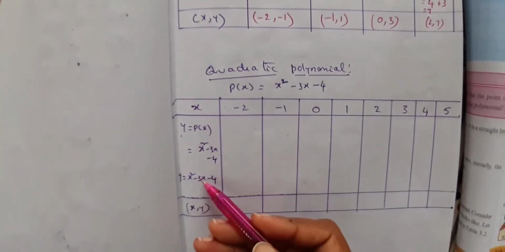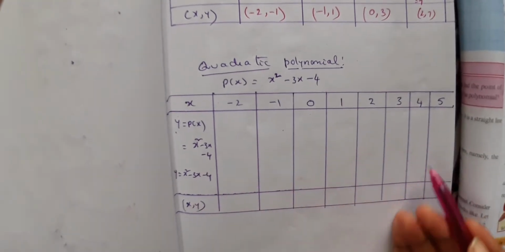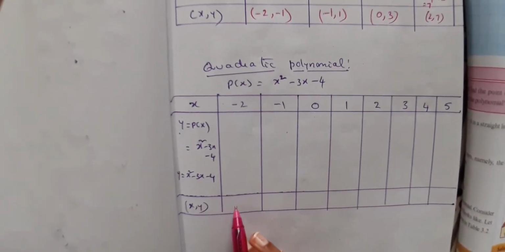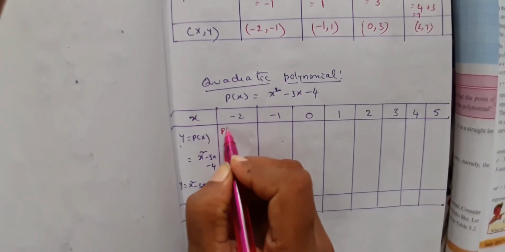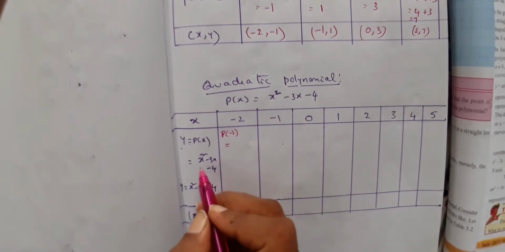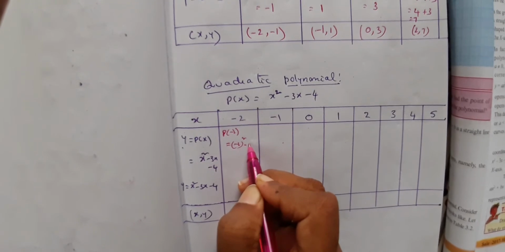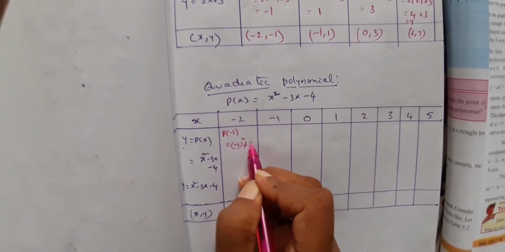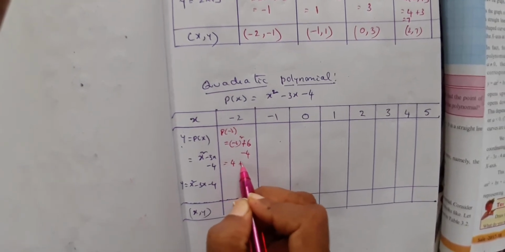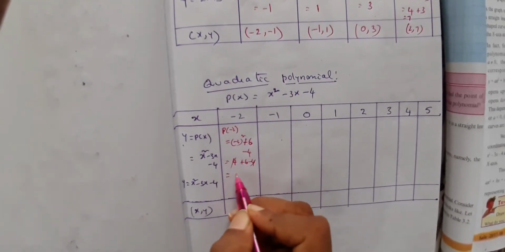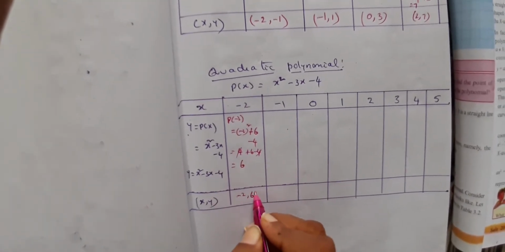And then in the second row, you have to take y is equal to p of x. P of x values you are going to determine here. And then finally the x comma y values. Now let us see -2. So p of -2 is equal to -2 whole square minus 3 into -2 plus 6 minus 4. -2 whole square is plus 4, plus 6 minus 4. 4 will get cancelled. So you got 6. What is the x value? -2. What is the y value? 6.